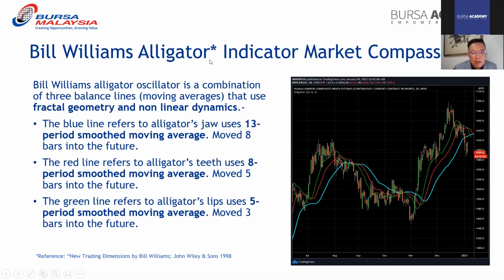But for this explanation, there are three lines here, and all these, of course, are based on price. This is the FKLI. These are the prices, and these three lines are interposed on the price chart. And we will see how to use this Bill Williams Alligator market compass.